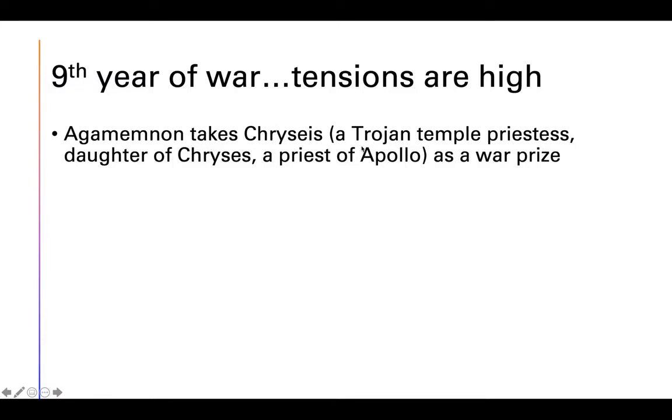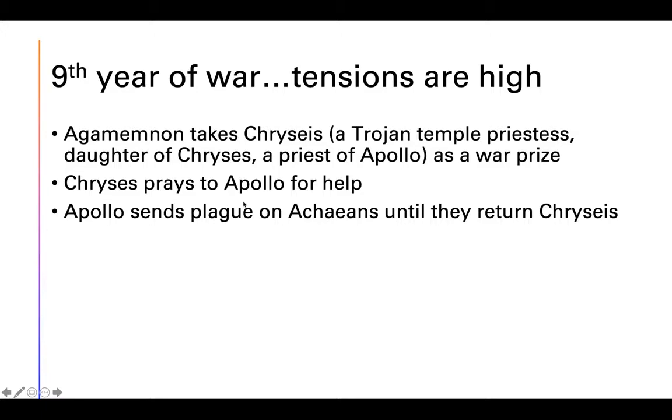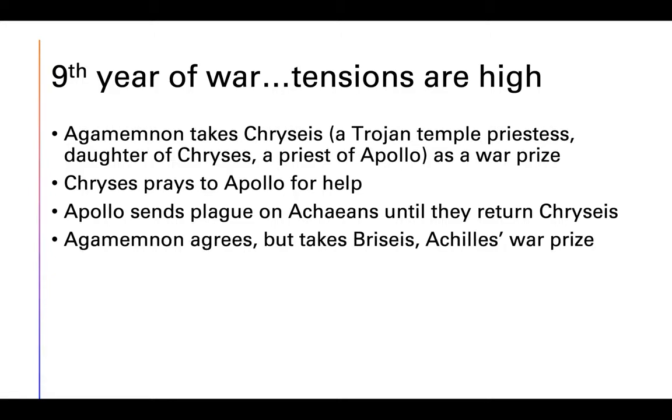Okay, so Agamemnon takes this woman, Chryseis. Her father prays to Apollo for help. He's a priest of Apollo, she's a priestess. They're like, hey, Apollo, this is not right, help us. So Apollo sends this plague on the Achaeans. They find out eventually that the plague will continue until Chryseis is returned. So Agamemnon agrees to return this young girl, but then he's mad that he doesn't have a war prize anymore.